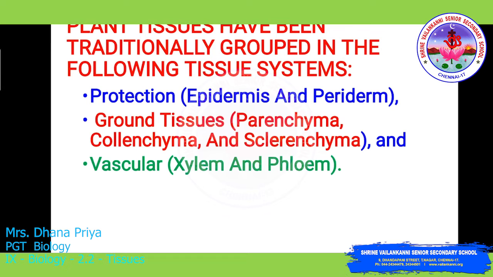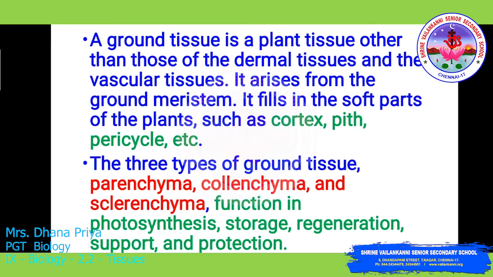So today we're going to discuss ground tissues, that is parenchyma, collenchyma and sclerenchyma. So what is ground tissue? A ground tissue is a plant tissue other than the dermal tissues and the vascular tissues. So what is dermal tissue? That is the epidermis. It arises from the ground meristem. It fills the soft parts of the plant such as cortex, pith, pericycle, etc.